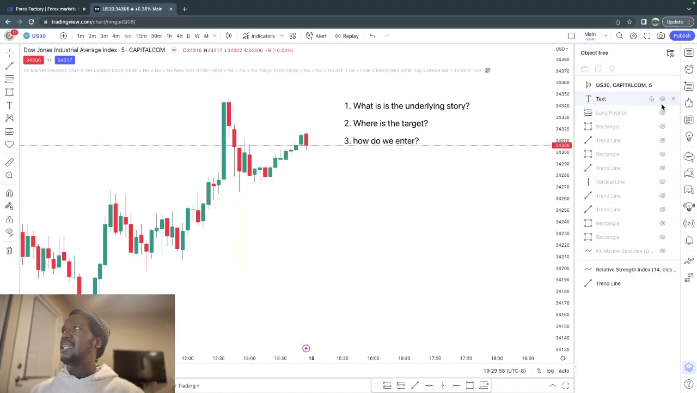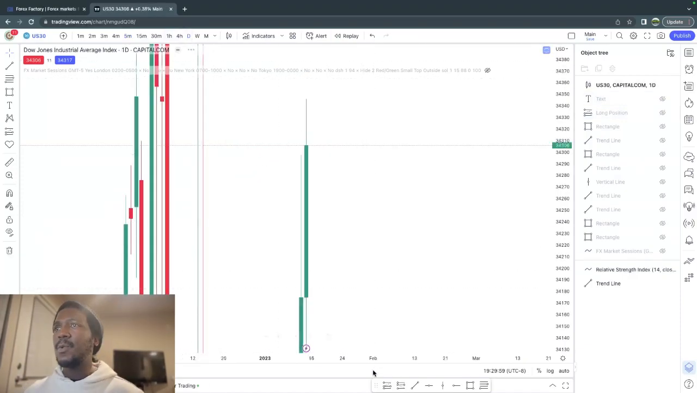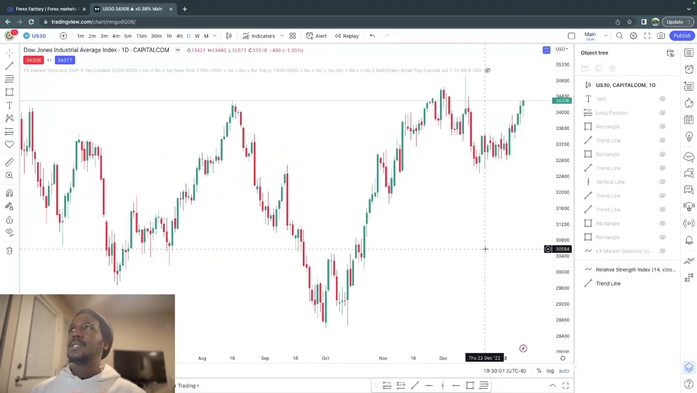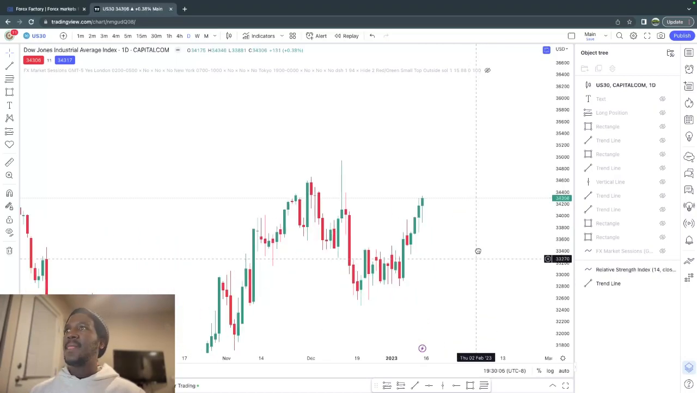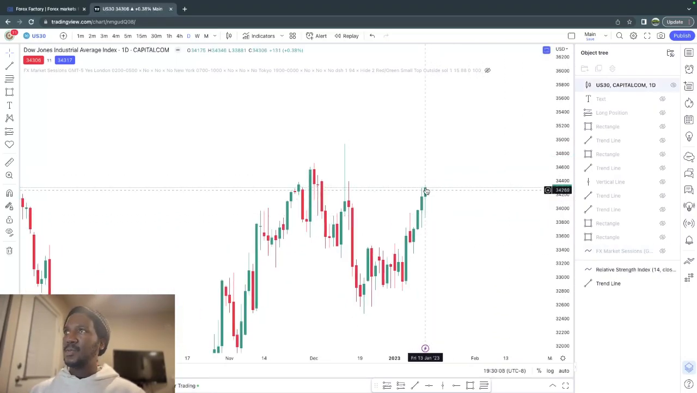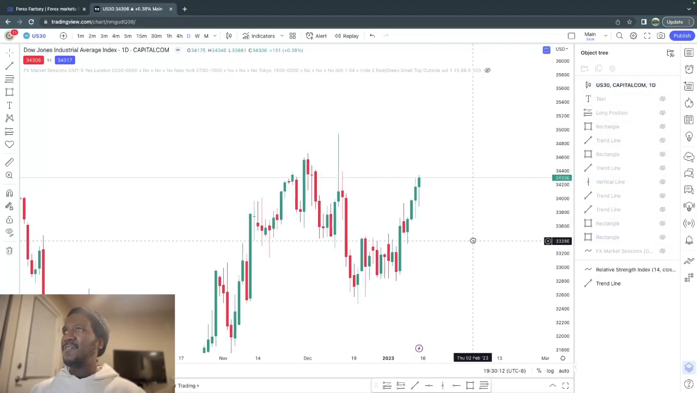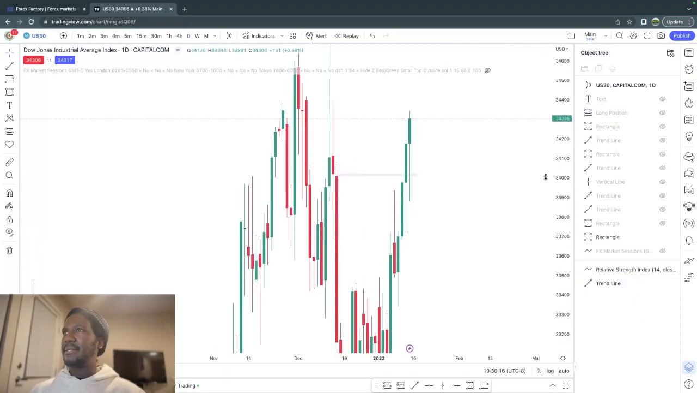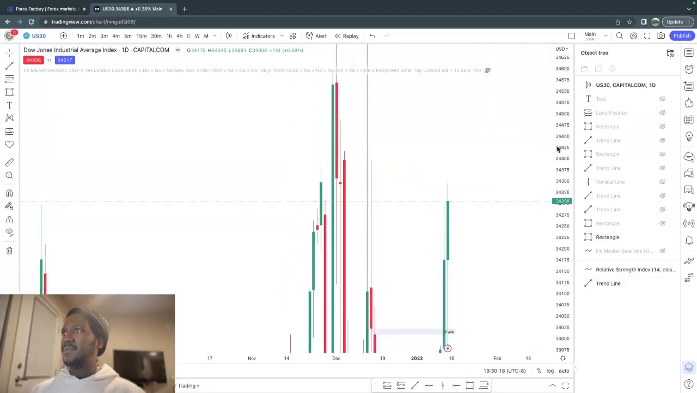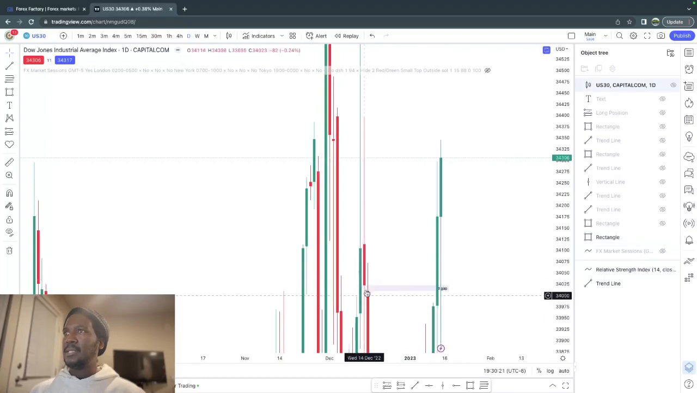Let me get rid of this, and let's go to the daily time frame where I start my analysis, just to know on a bigger picture what we are looking at. So this is today's action right here. The first thing I noted was what levels we are inside, and this is the first one that I saw, that daily gap.